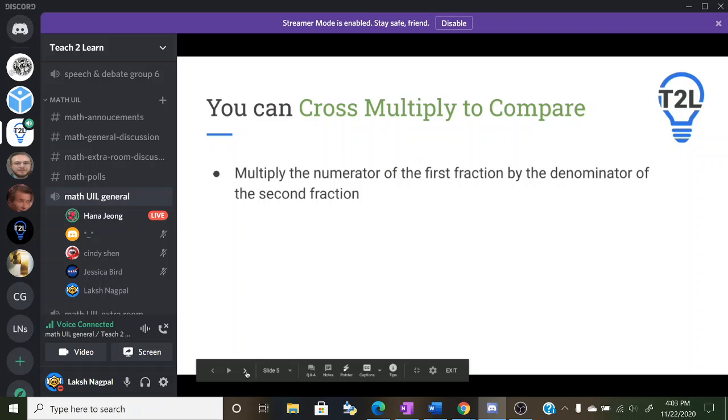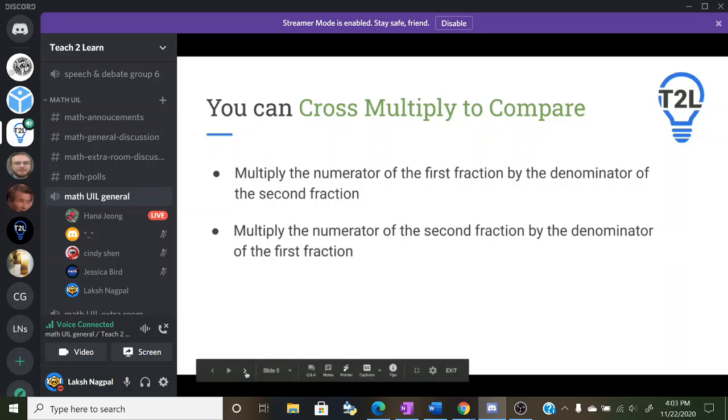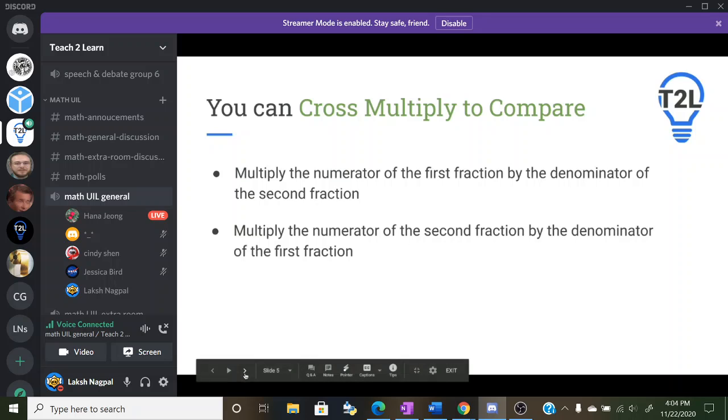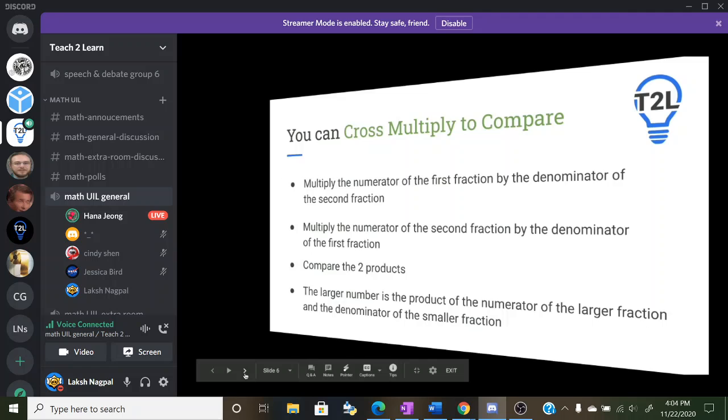For the first step, you're going to want to multiply the numerator of the first fraction by the denominator of the second fraction. And then you're going to want to multiply the numerator of the second fraction by the denominator of the first fraction. And then you're going to compare the two products. The larger number is the product of the numerator of the larger fraction and the denominator of the smaller fraction.